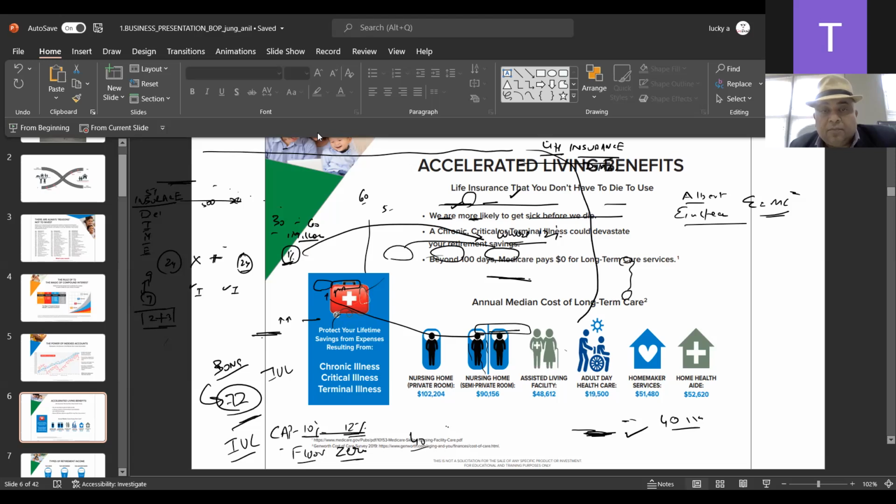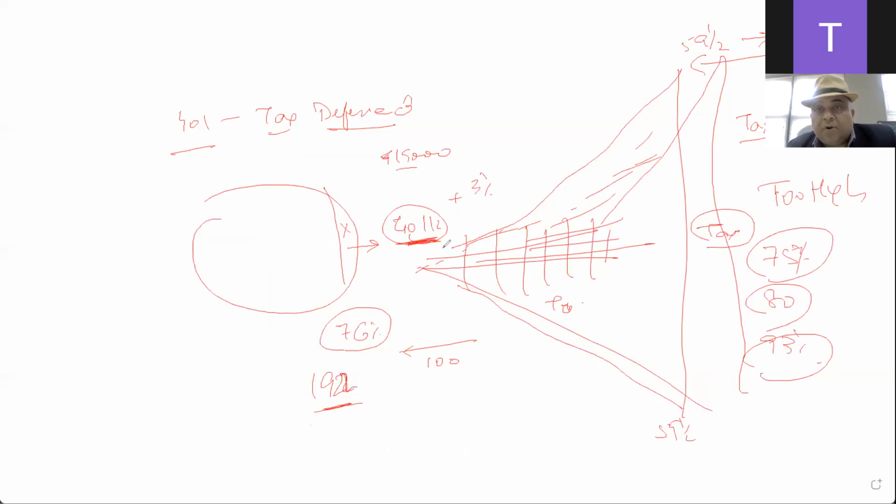Sorry. Okay, so the problem in this one is accelerated living benefits. Most of us, when we protect ourselves, know one thing about term insurance or life insurance: our beneficiary will get money if something happens to us, right? Usually people think life insurance is only beneficial when you die. But now it's before life. Before life, how is that possible?